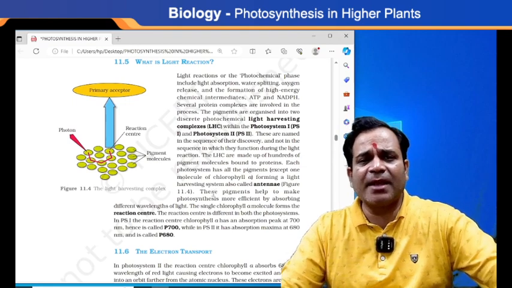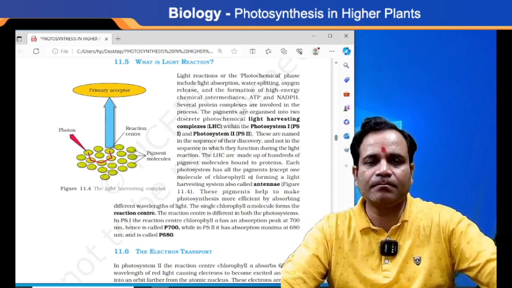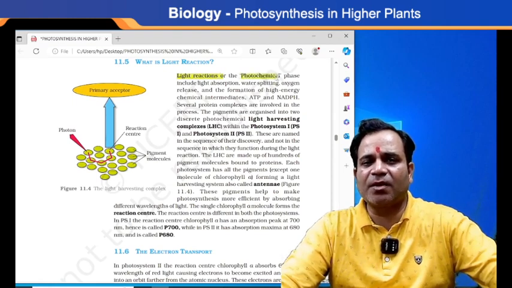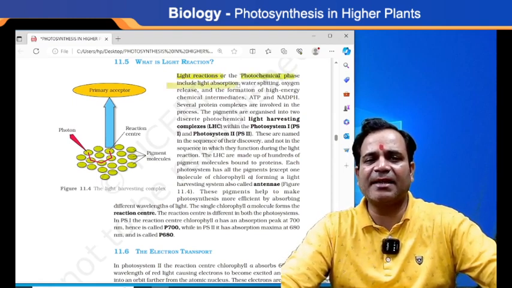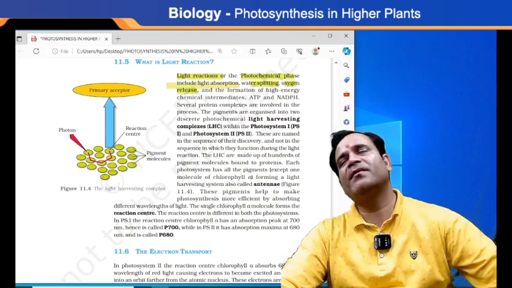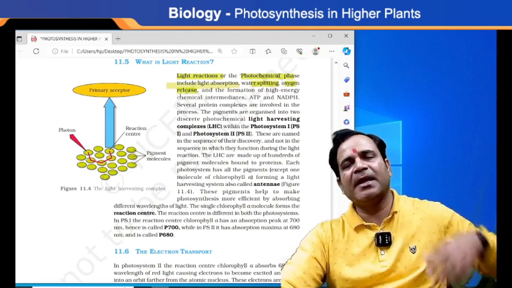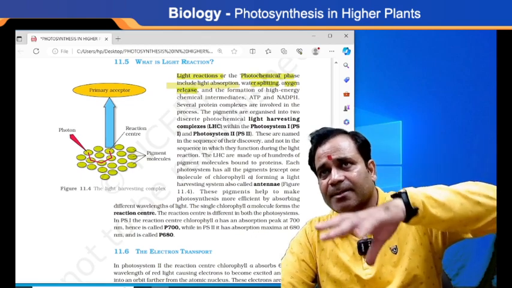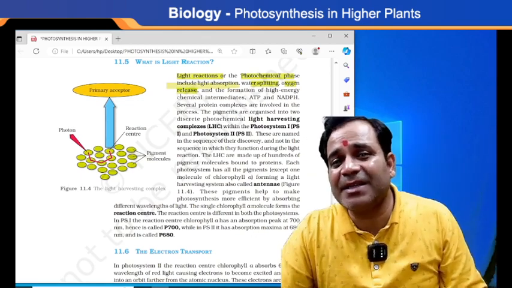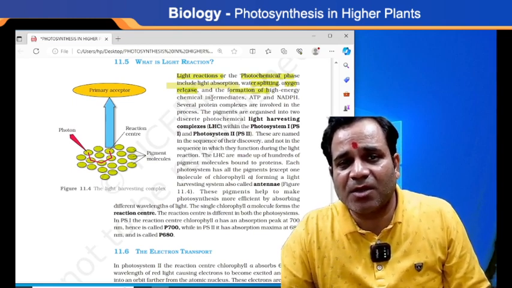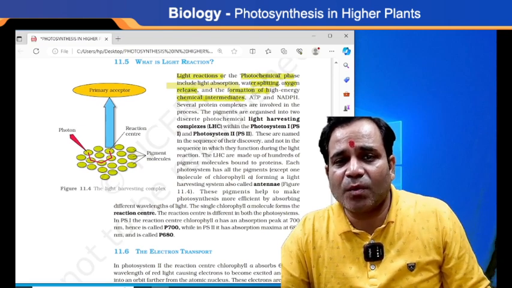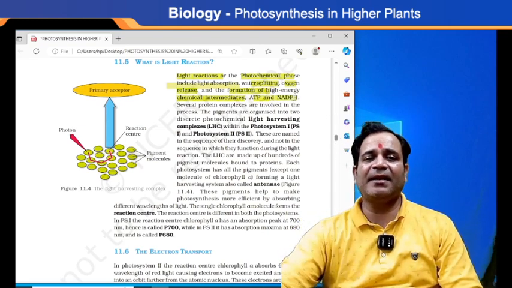Yes, so here I'm saying that the light reaction, also called the photochemical phase, includes light absorption, water splitting, and oxygen release. Whenever sunlight falls on them, the water splits into its ions, and high energy chemical intermediates are formed. What is the energy here? ATP and NADPH, my dear.